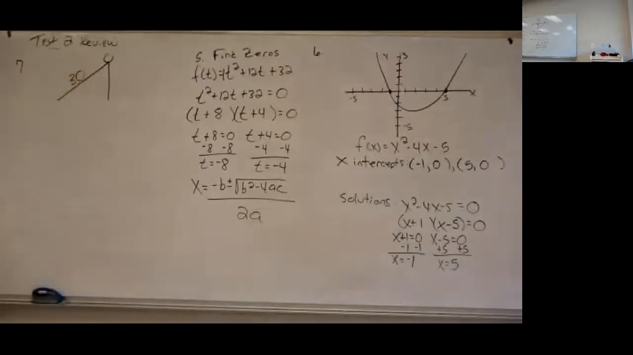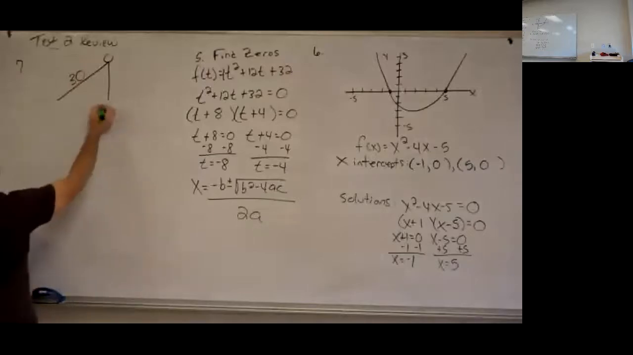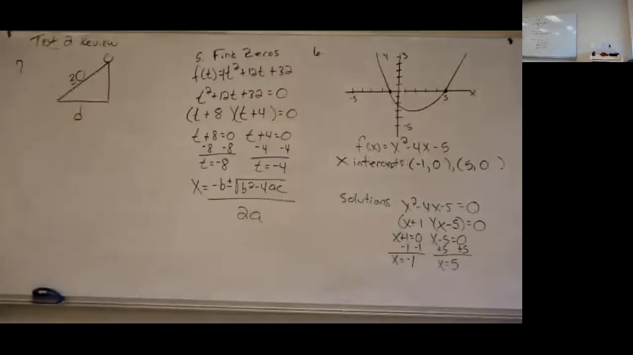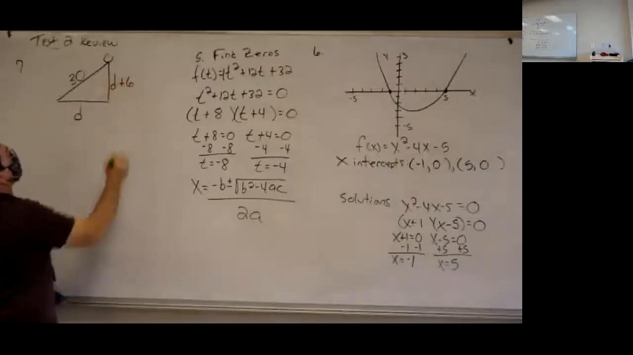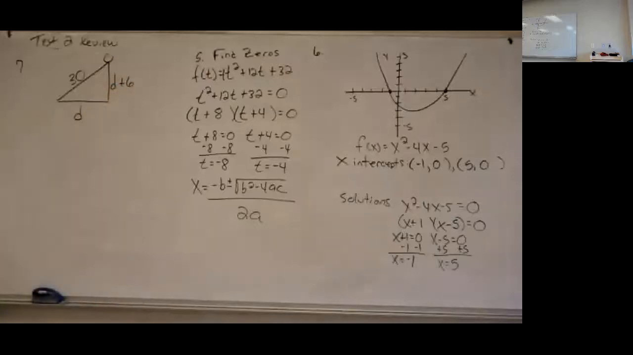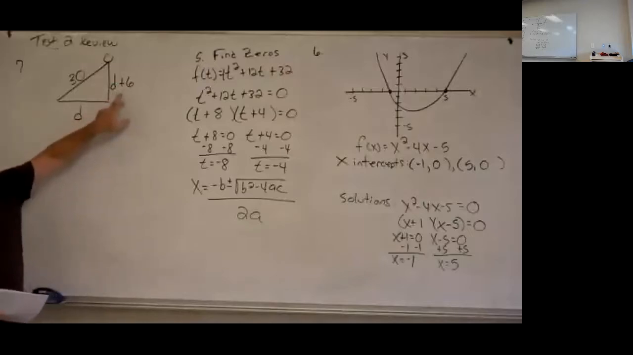Then it says the height of the tower is 6 feet greater than the distance D from the tower's base to the end of the wire. So they're calling this distance here D, and they're telling me that my tower is 6 feet greater than D. So it'll be a D plus 6.